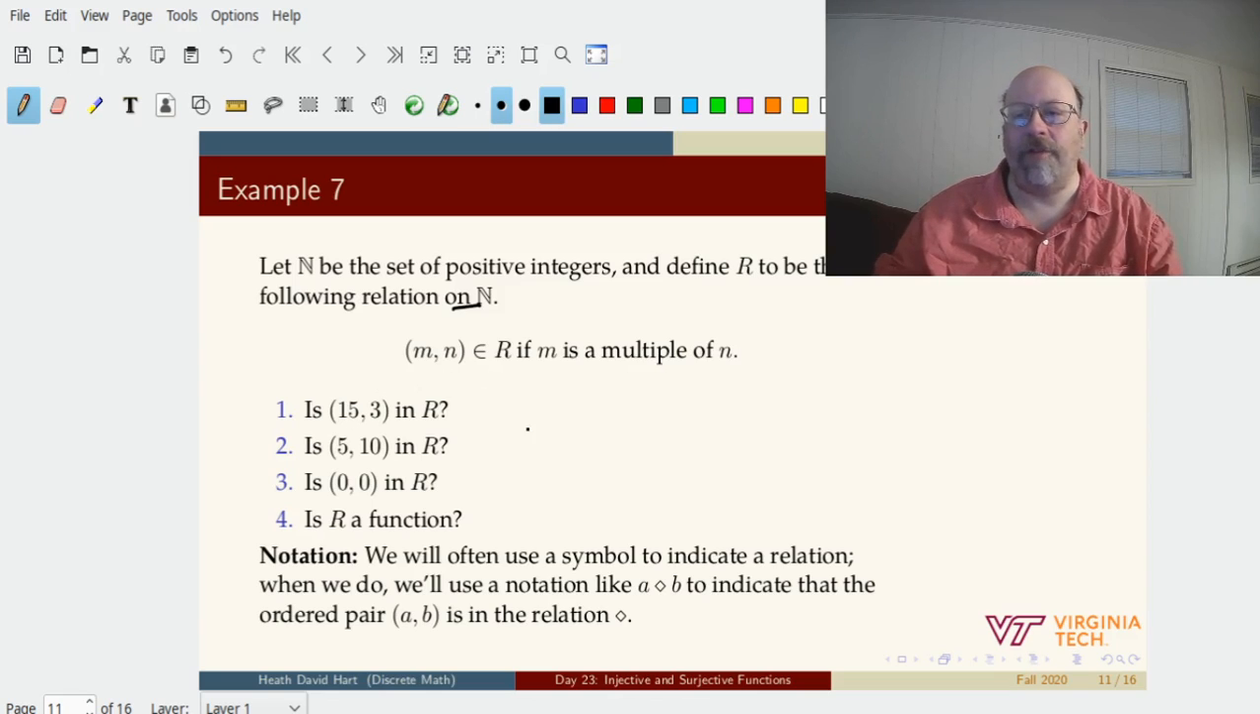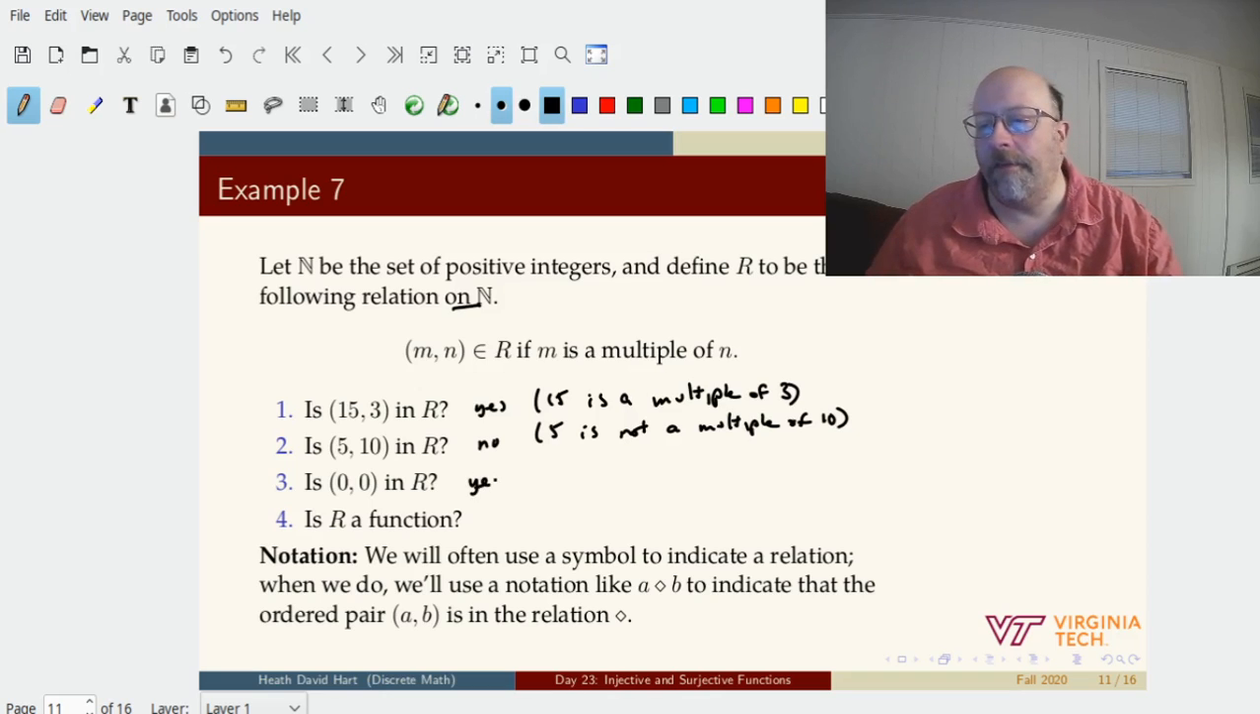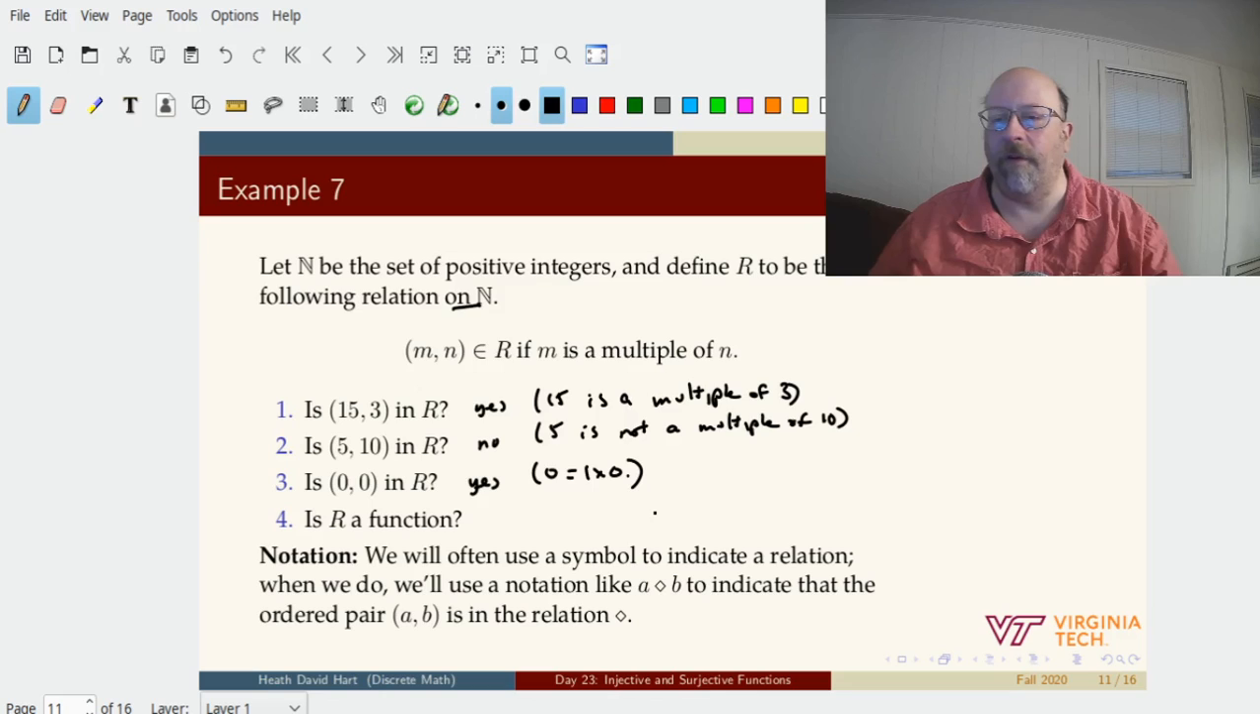So is (15, 3) in R? Yes, because 15 is a multiple of 3. Is (5, 10) in R? The answer is no. 5 is not a multiple of 10. What about (0, 0)? Is 0 a multiple of 0? Yes. 0 is equal to 1 times 0. And so 0 is a multiple of 0.